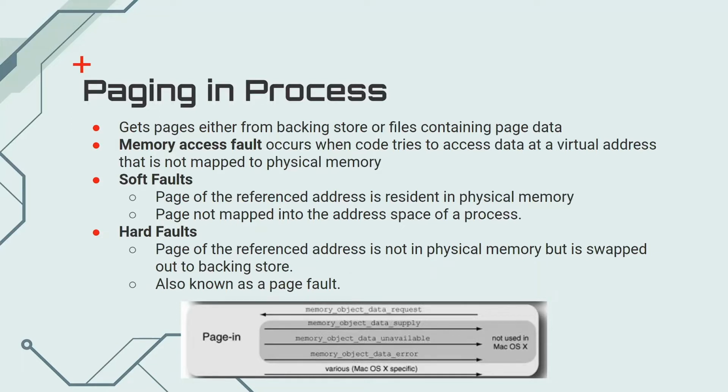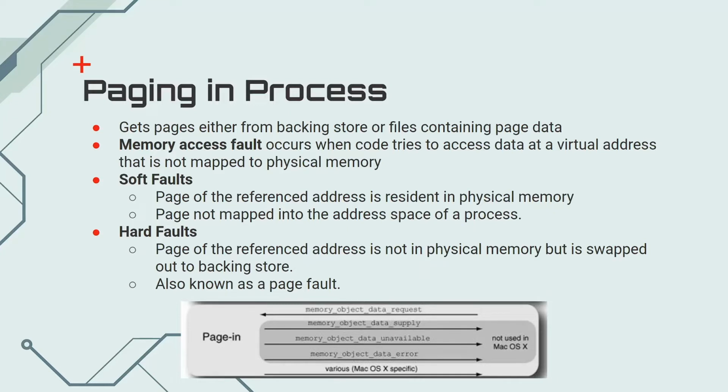A soft fault, which occurs when the page of the reference address is resident in physical memory but is not mapped to the address space of that specified process, or a hard fault, which occurs when the page of the reference address is not in physical memory but is swapped out to the backing store. This is what is typically known as a page fault.